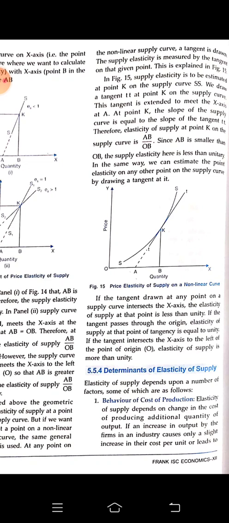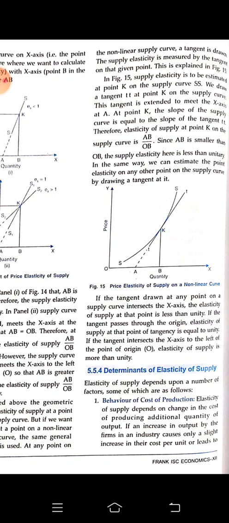So in this case, as they are drawing the tangent at the point T, you can see the line here, they are drawing the tangent and extending it below till A. So they are going to measure it here by AB divided by OB. Since AB is smaller than OB, we can say that the supply elasticity is less than unitary.